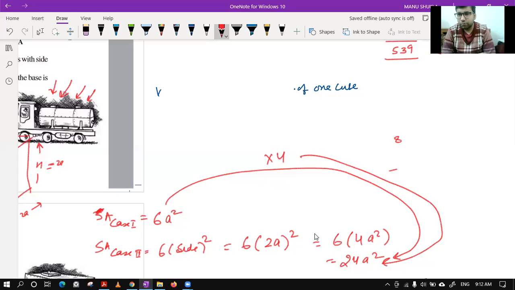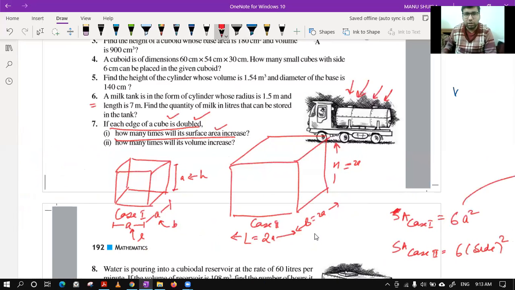So we have just found the surface area in both the cases, and we have compared to understand that it is 4 times of the previous case. Now let's see the next one, how many times its volume will increase. Same thing we will do. First we'll find the volume for case 1, and then we'll find the volume for case 2. Let's find. So volume for case 1 is how much?